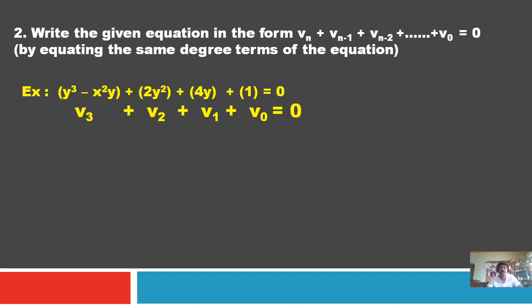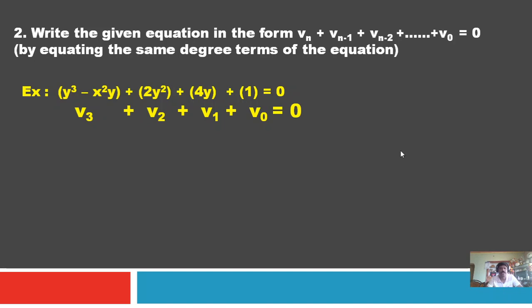The next term is 2y square. This I grouped as V2 because the degree of the term here is 2. Please see the power. 4y, again here the degree is 1, and for the last term there is no x and y term, so it is considered as a constant. So here the given equation is written in the form of V3 plus V2 plus V1 plus V naught equals 0. This is the second step we have to follow to identify the asymptotes which are not parallel to the coordinate axis.